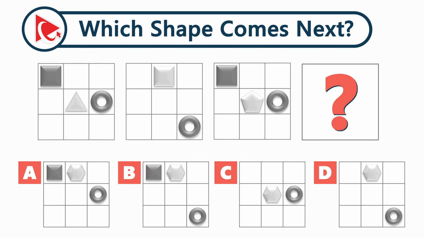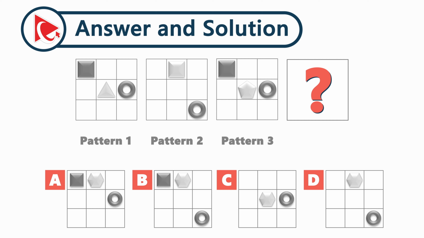Time's up. I hope you're prepared, because while the answer is simple, it's not immediately obvious. Let's work through the solution step by step. There are 3 important patterns in this sequence, and each pattern resides in a column of the matrix. Let's start with the first, leftmost column.